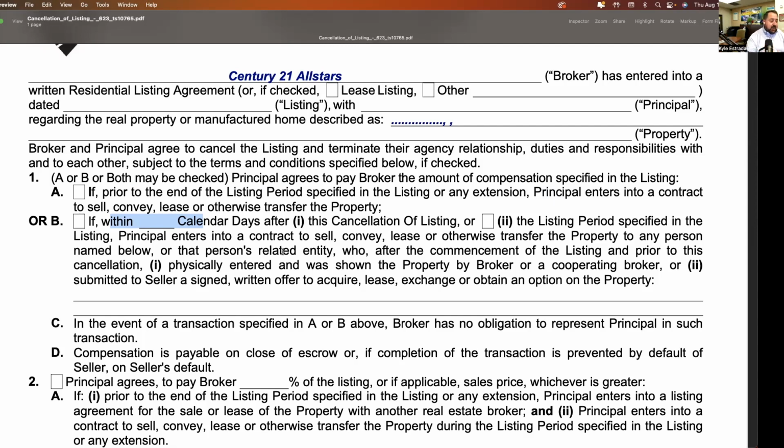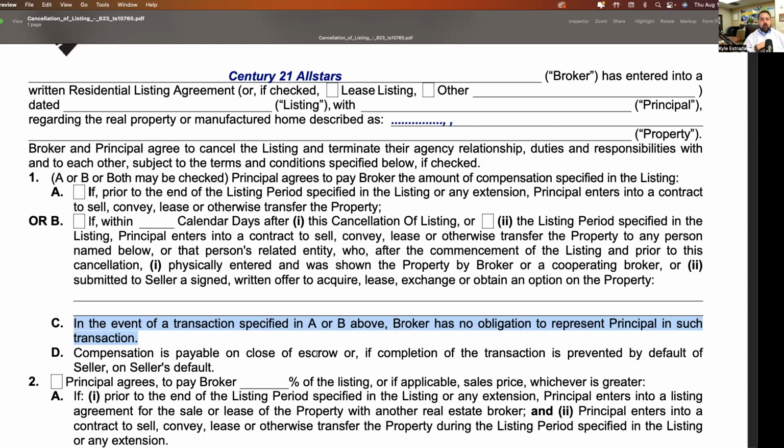So what they're saying there is, in the event of a transaction specified in paragraph 1, broker has no obligation to represent principal in such transaction. That's talking about the other one. We could always say, no, we don't want to do it. Compensation is payable on close of escrow, or if completion of the transaction is prevented by default of the seller, right? So the same things in terms of the listing agreement, but that's what they changed. What they changed was it's not one or the other, it's both. Both of those things can be put into effect if we're going to cancel the listing.